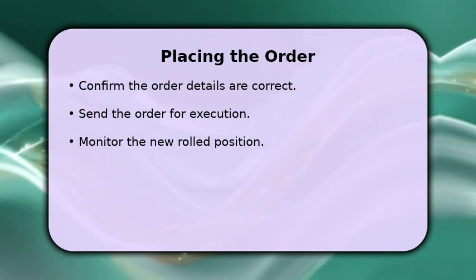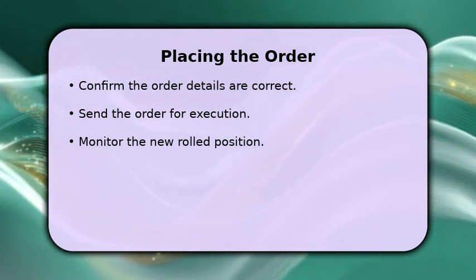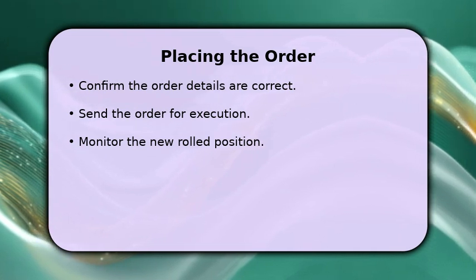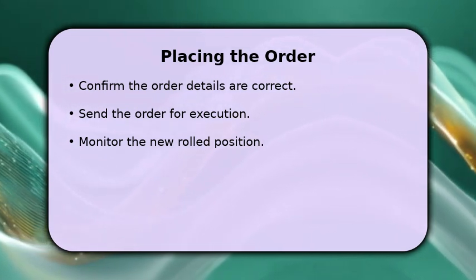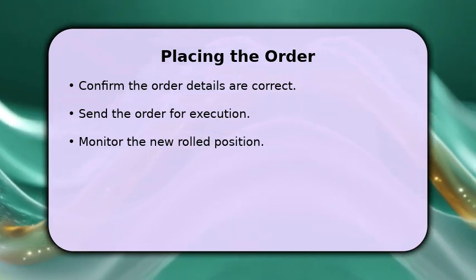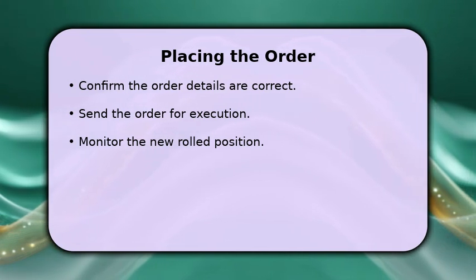Finally, once you are completely satisfied with all the parameters of your rolled iron condor, confirm that the order details are correct. Then, simply click Send to place the order for execution. After the order fills, remember to monitor your new rolled position in the Monitor tab. This easy method helps you manage your iron condors effectively in Thinkorswim.